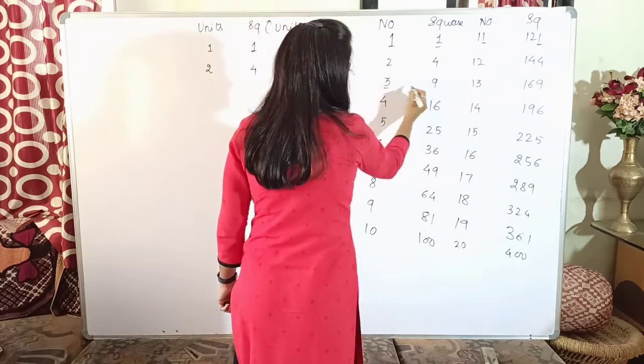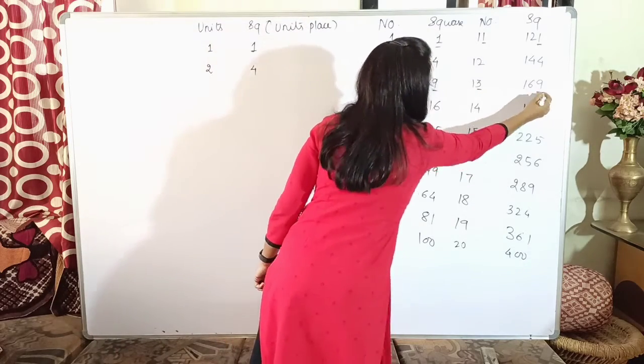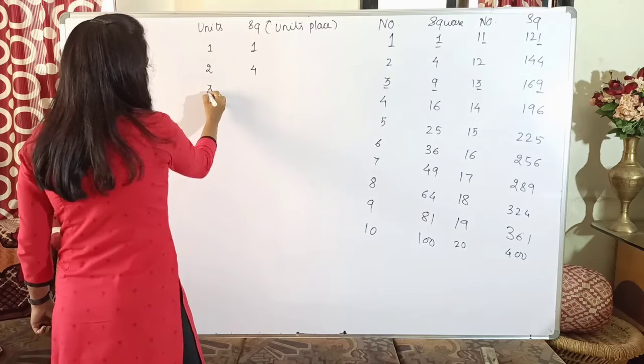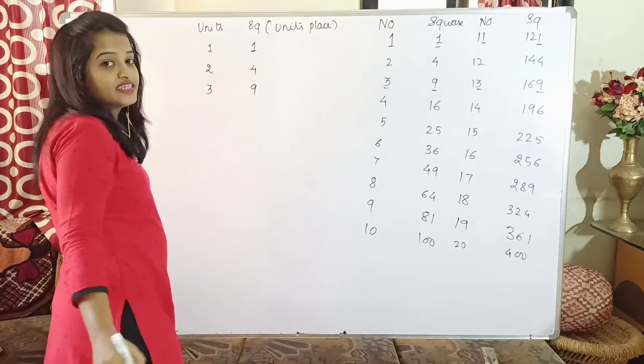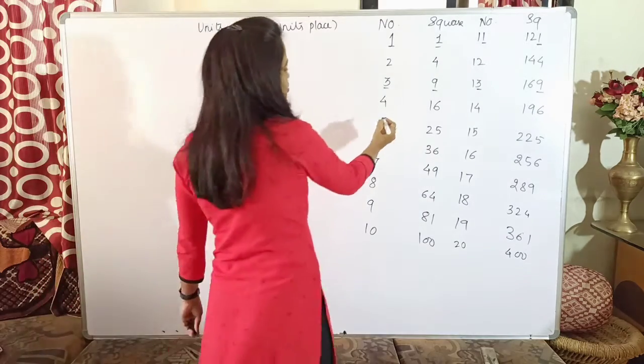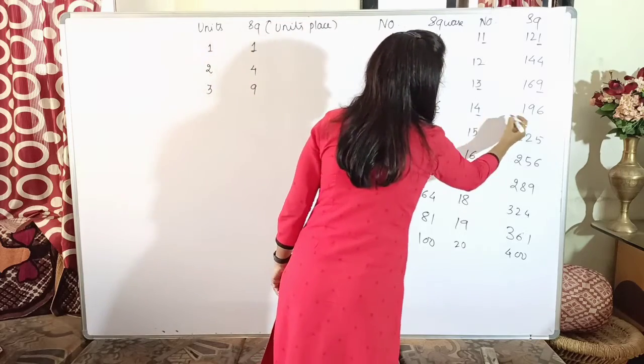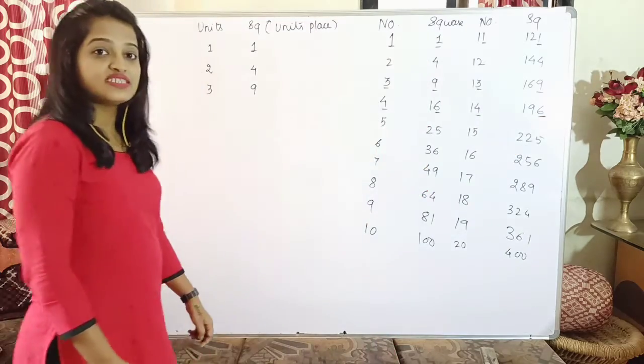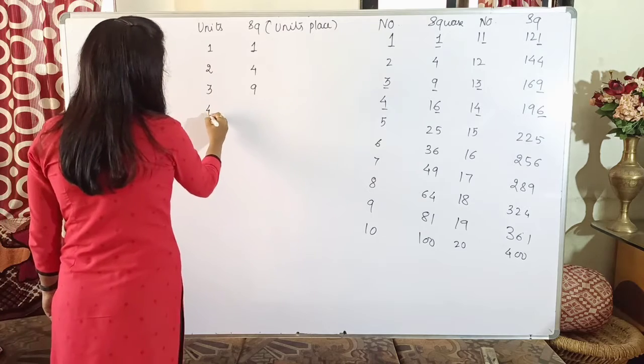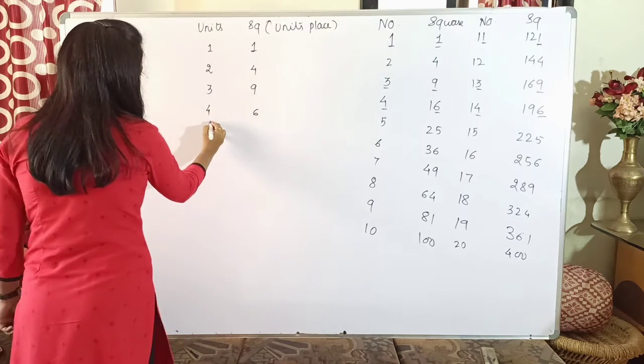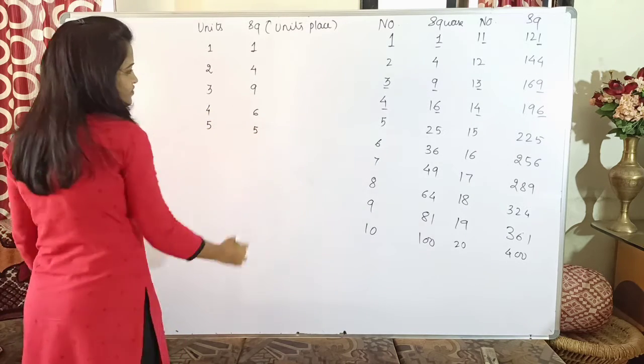What next? 3, 9, 3, 9. So if the unit digit is 3, the square will have 9 at its units place. If the units digit is 4, the square is having 6 at its units place. So 4, 6. Similarly 5, 5.